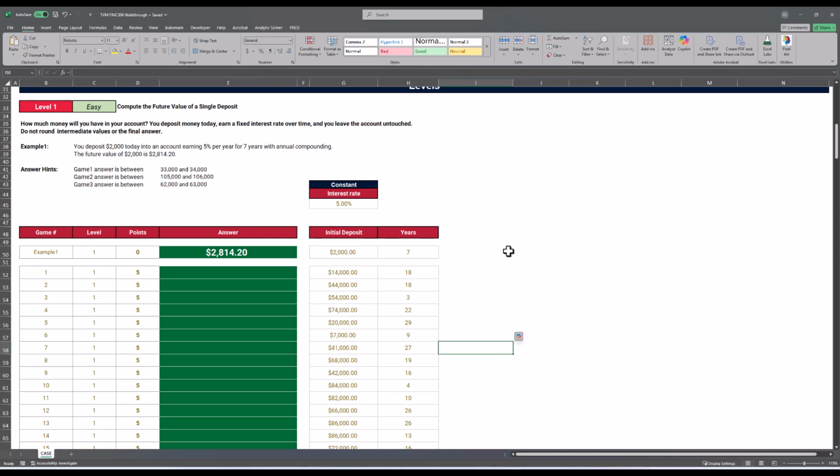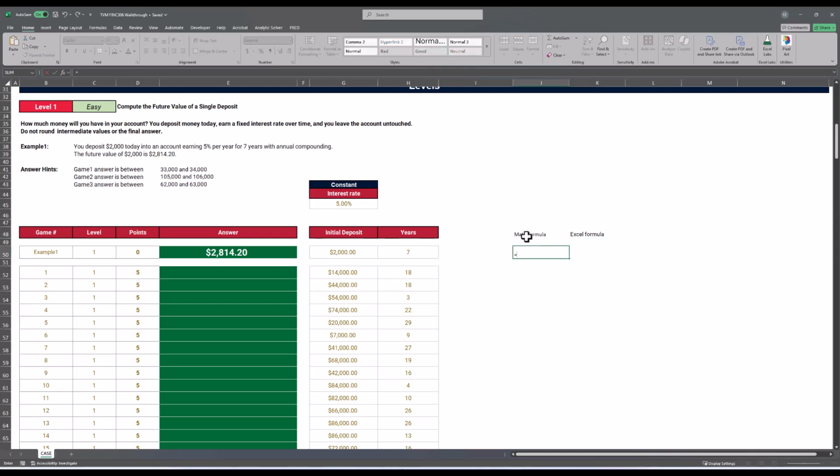So this first level, we're computing the future value of a single deposit. And for this one, a couple of different ways you can do this. You can do this with just a straight up math formula, or you can use an Excel formula. And I'll demonstrate both ways.